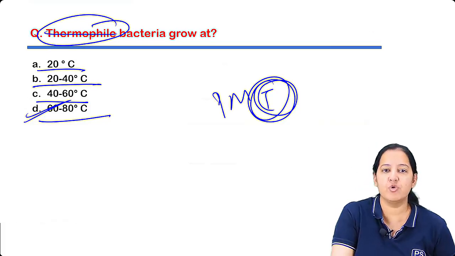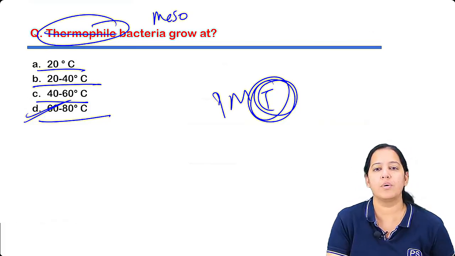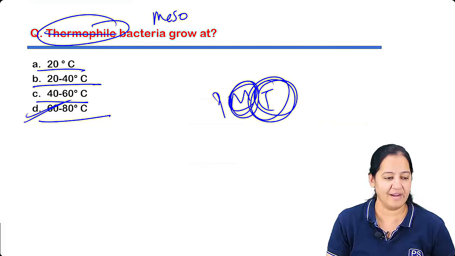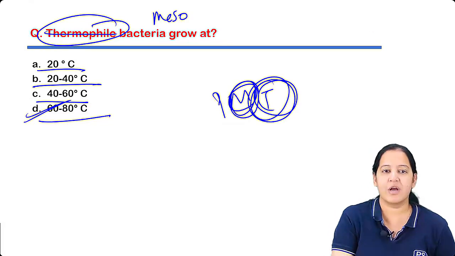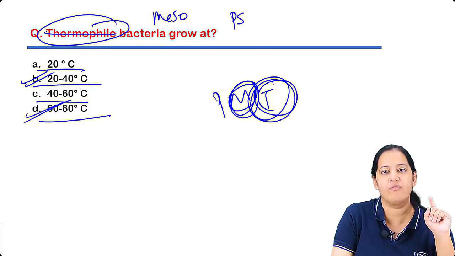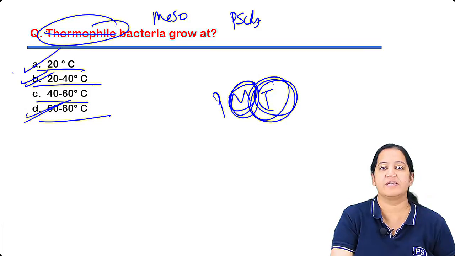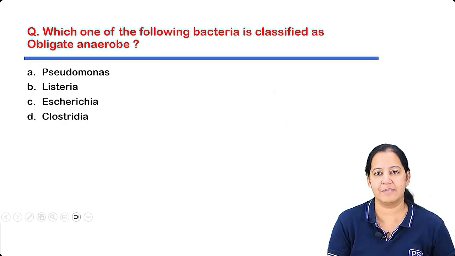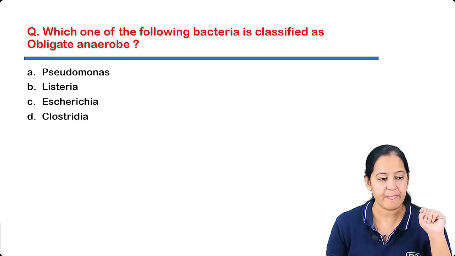And if I change it to mesophile, what is your answer now? If I make it mesophile, the answer will be 20 to 40, human body temperature 37. And if I make it psychrophile, the answer will be 20. So we can change the question multiple times, right? The next question is in front of you.